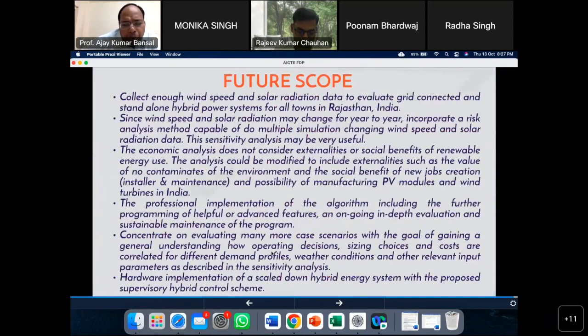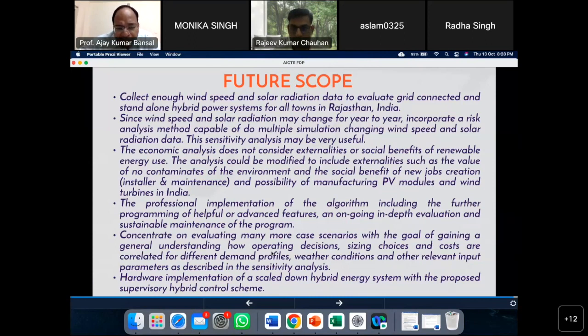So there are a lot of opportunities available in this system. We can collect enough wind speed data and solar radiation data, and it can be used all over India on the basis of location. With wind speed and solar radiation data incorporated, because there are variations, sensitivity analysis can be done. Economic analysis can also be done with the help of various parameters of PV components and wind turbine components, because individual manufacturers have individual characteristics, so that analysis can also be done.